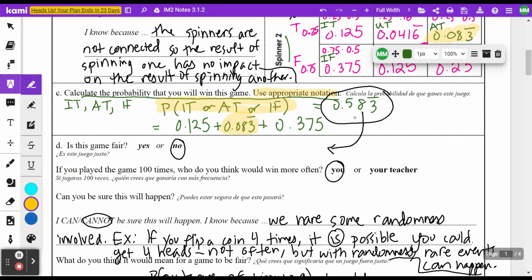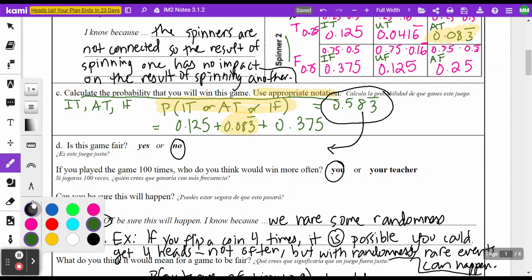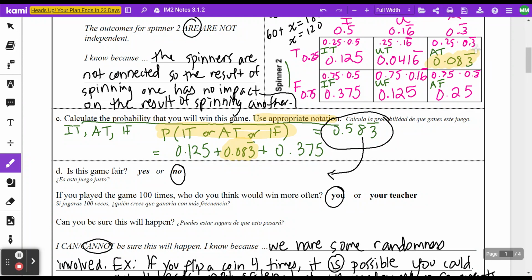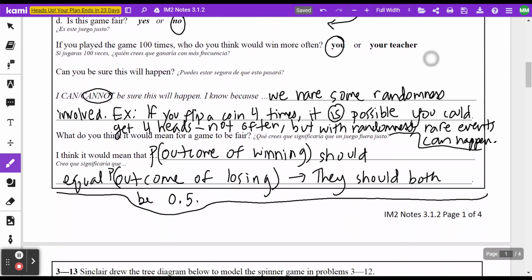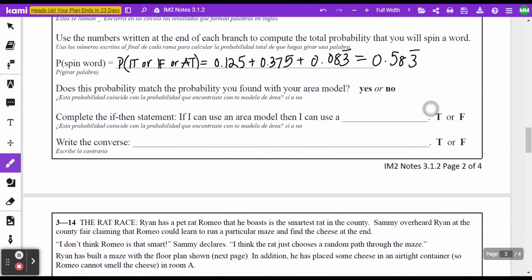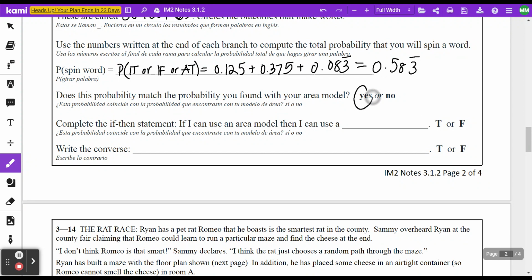And the reason I still got the correct answer, everybody, was because when I was doing this problem, I actually had the multiplication in my calculator, 0.25 times 0.3 repeating. And so I hadn't actually typed in 0.16 repeating. And so I got the right answer, even though what I wrote on the paper was wrong. 0.583 repeating is correct. Okay, back to it. So yes, it does match our answer from our area model.